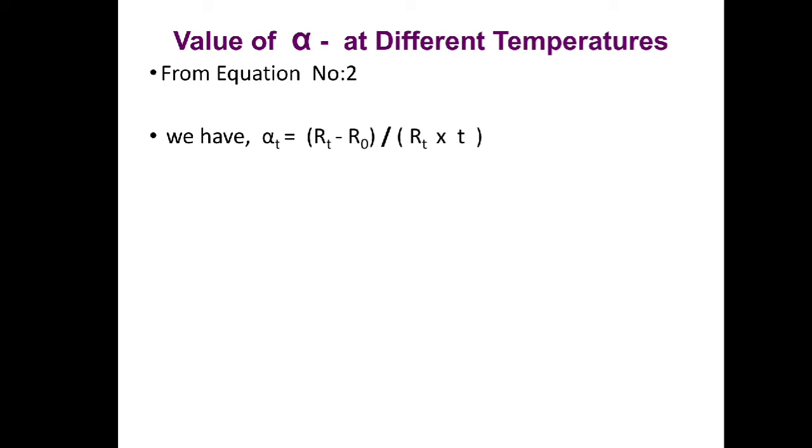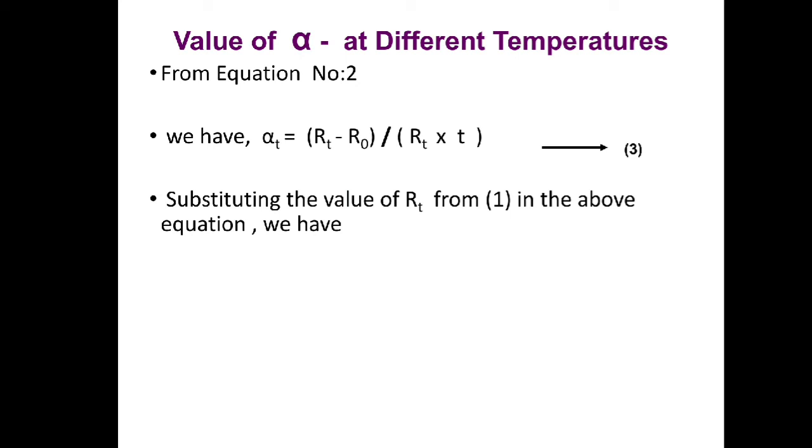So from the above two equations, we can write alpha_t is equal to (R_t minus R_0) divided by R_t into t. Substituting the value of R_t from 1. So from 1 we have R_t. What is R_t? R_t is equal to R_0 into (1 + alpha_0 into t).